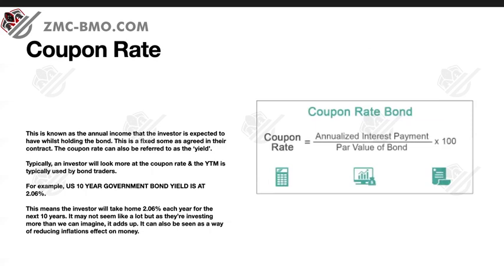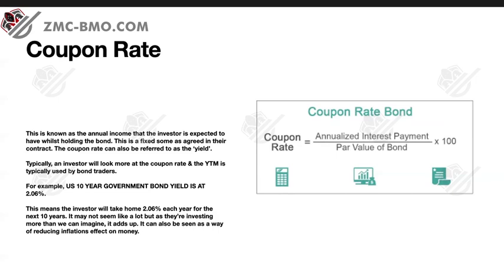Coupon rate. So this is of course going to be more for us. This is known as the annual income that the investor is expected to have whilst holding the bond. This is a fixed sum agreed in their contract. I've spelled some wrong, sorry about that. Coupon rate can also be referred to as the yield. So of course, the US 10-year yield, the two-year yield, etc.